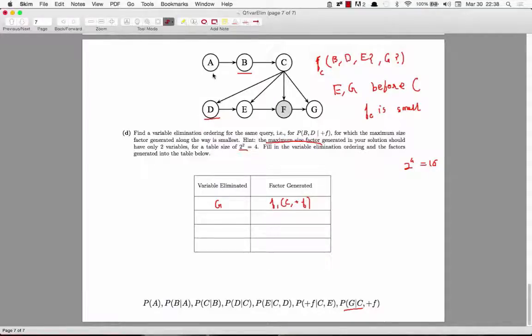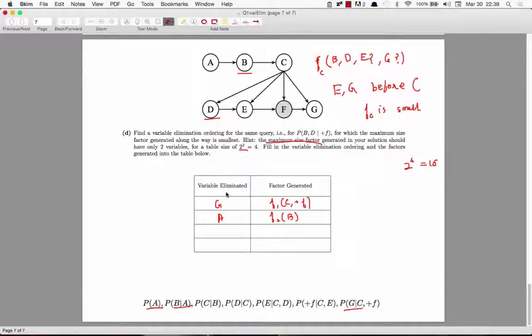Next, say we eliminate A. I'm just going through an arbitrary order, but I'll ensure that C is eliminated after E and G. So, let's say we eliminated A. A is involved in these two factors, and the factor that we get after eliminating these two is F2, and the only variable it contains is B.